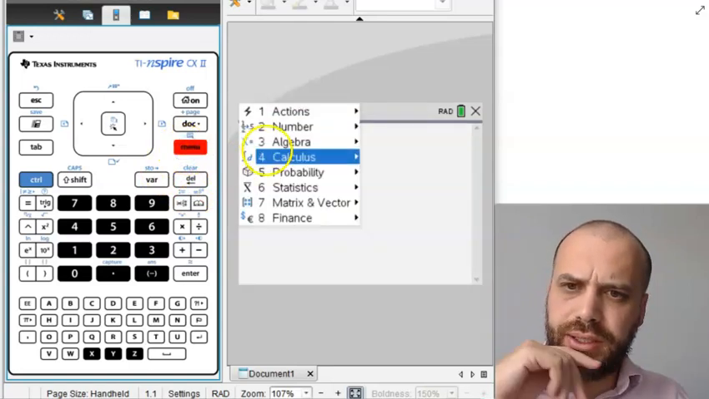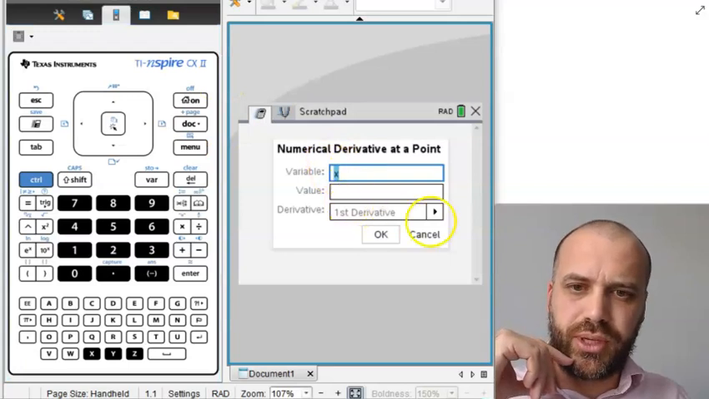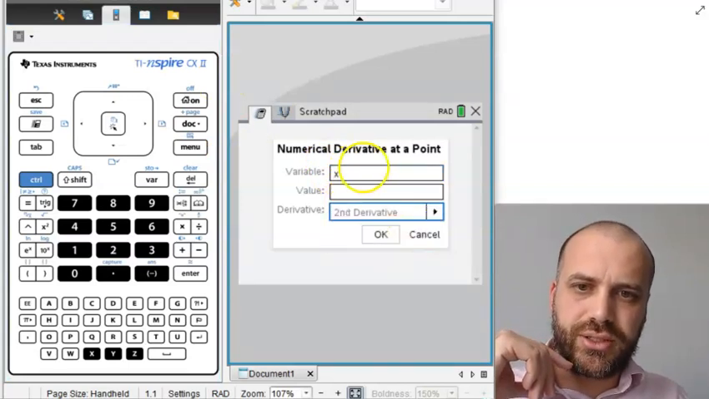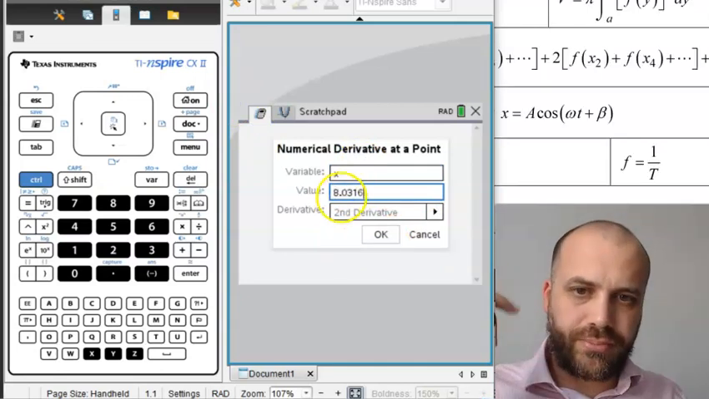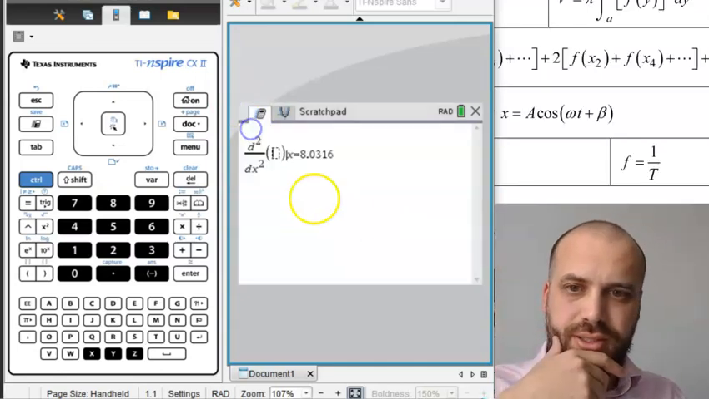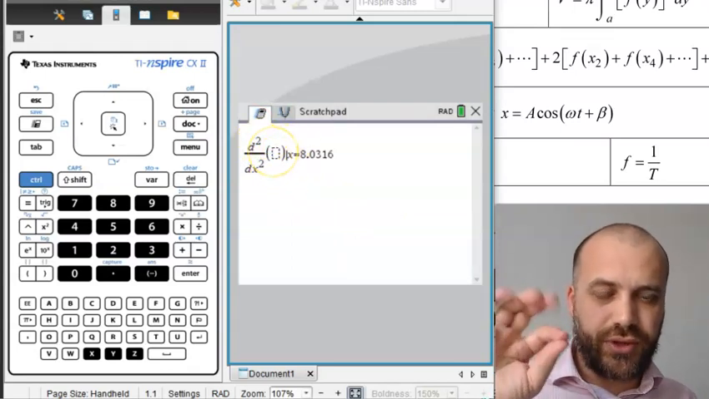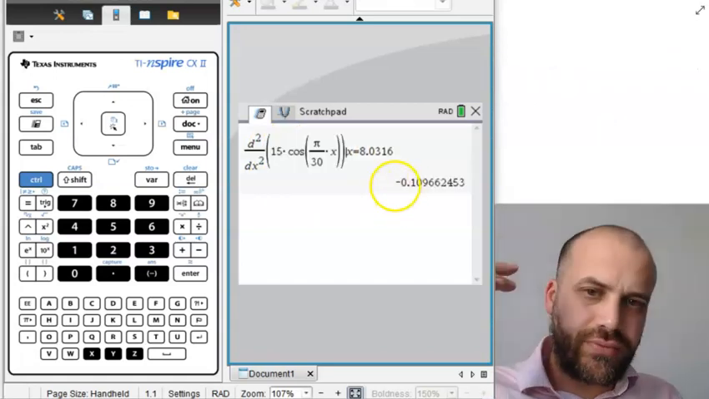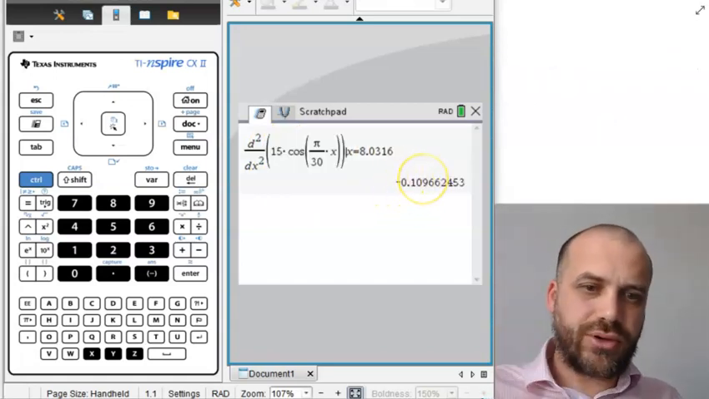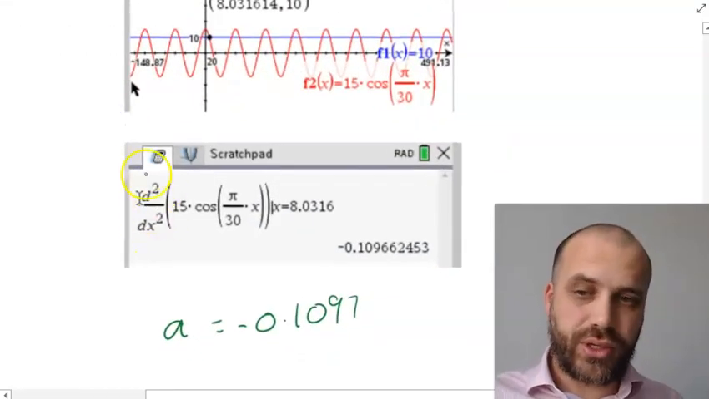Alright, let's go. So we're going to do some calculus. We're going to do a numerical derivative at a point. We're going to do the second derivative. The variable is x and the value is 8.0316. Okay, and then we're finding the second derivative of the displacement function. So I'm going to type in my displacement function, and I get an answer there of negative 0.10966.